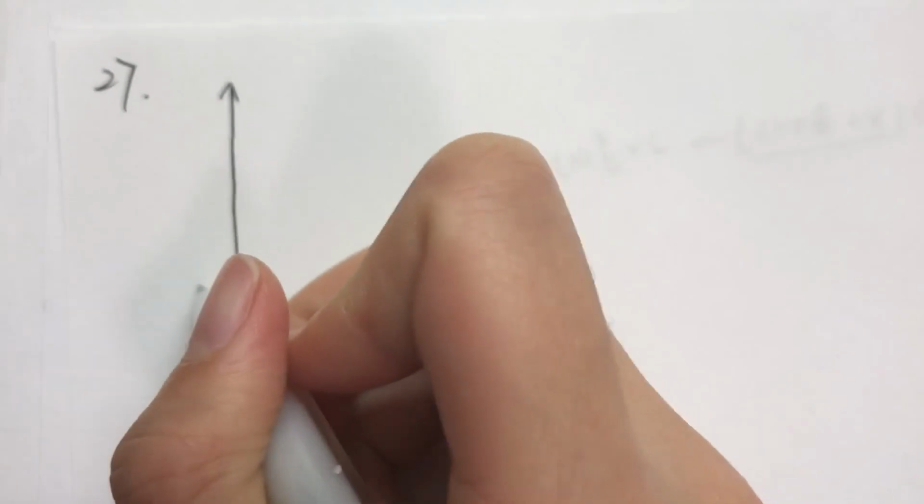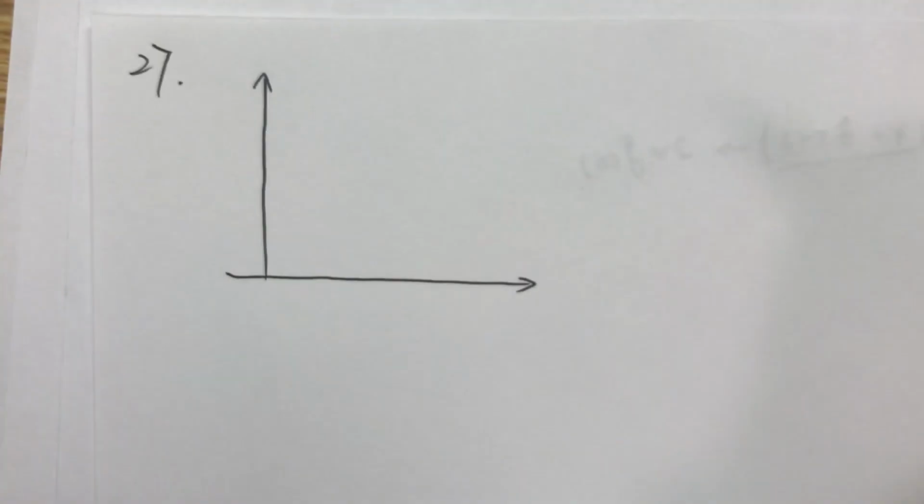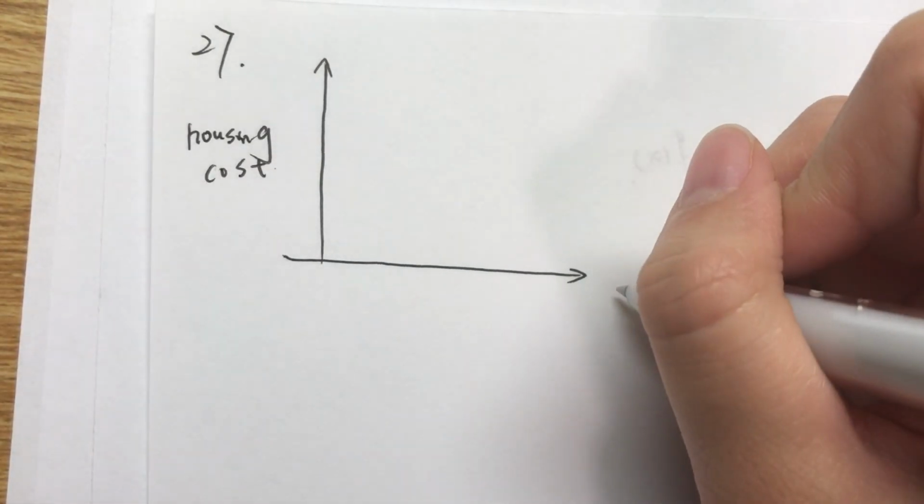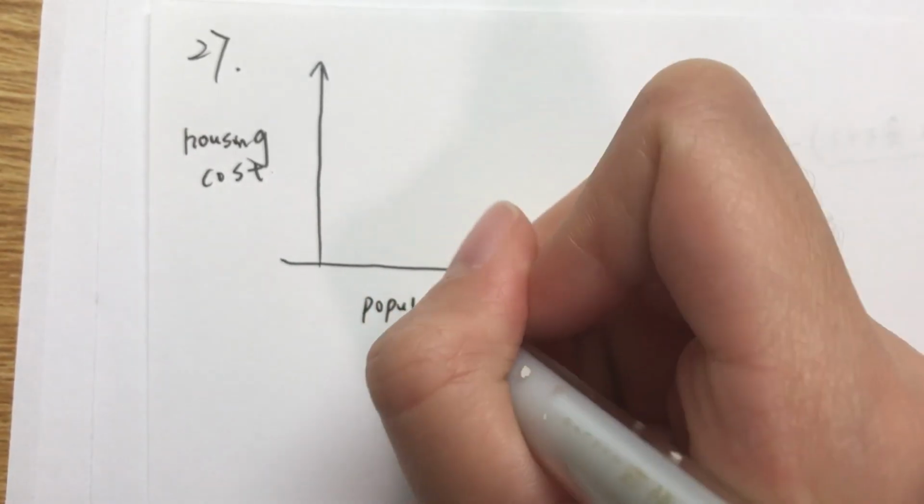For 27, this is a graph question. The relative housing cost for a U.S. city is defined to be the ratio of the average housing cost for the city divided by the national average housing cost, expressed as a percent. So this is a best fit line question, and this is the housing cost, and this is the population density.